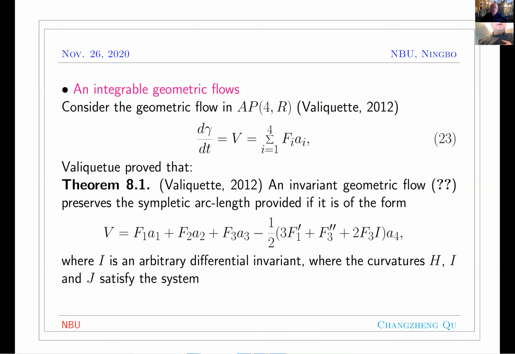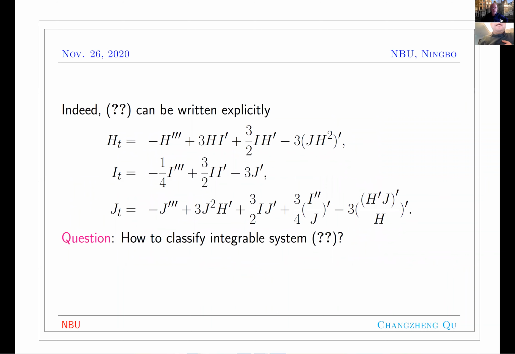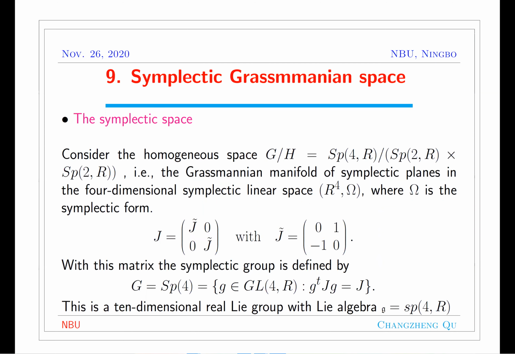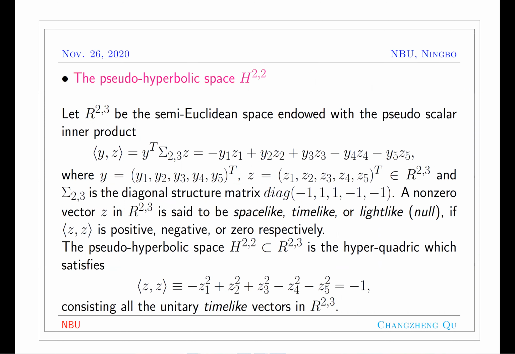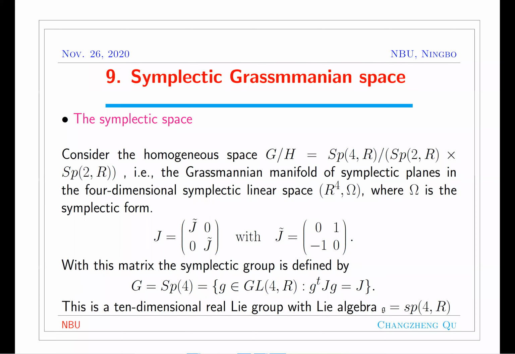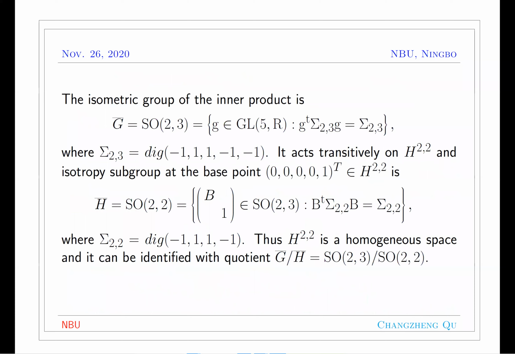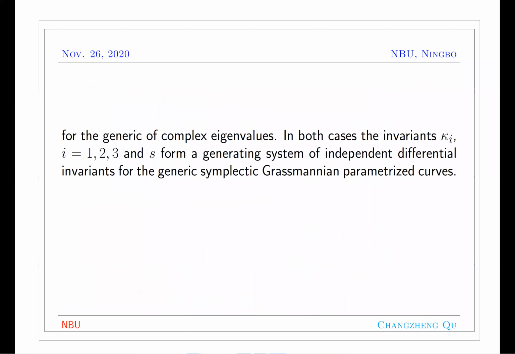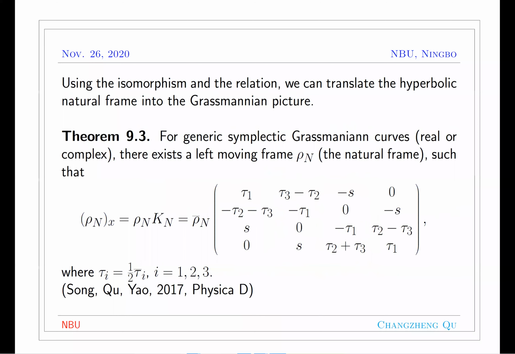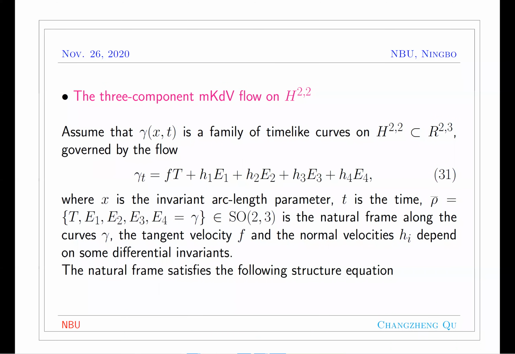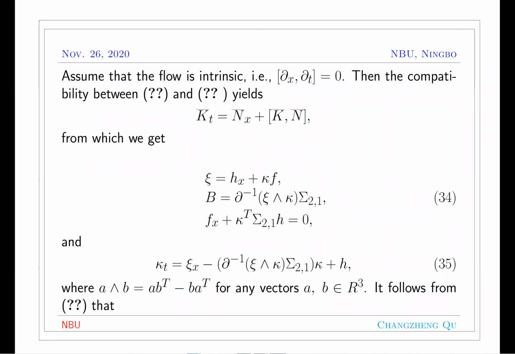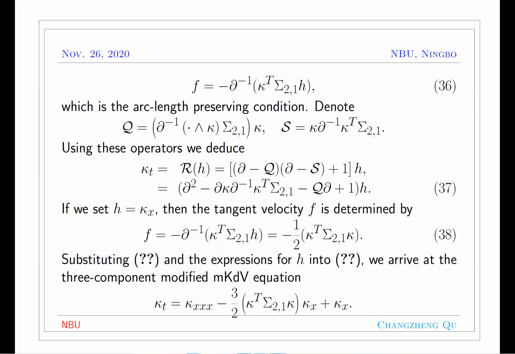Okay. So also, we can start another geometry. We would like to provide the geometric formulations for the matrix modified KdV equations. So we can study the curve flows in the symplectic Grassmann space. Here we don't have time to give the details, but we can provide the geometric formulations for the matrix modified KdV equations.